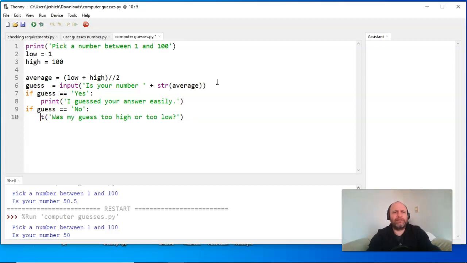So here we'll say input. So instead of print in front of input, we'll need to save this as an answer. Maybe we'll say direction, so we know if their direction was too high or too low.